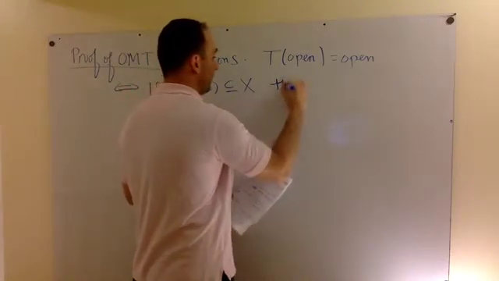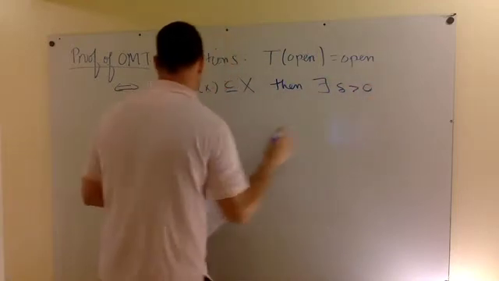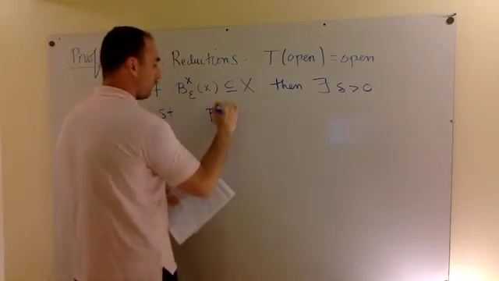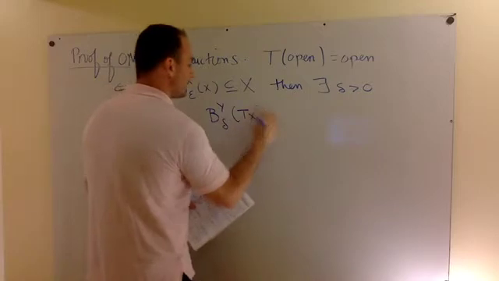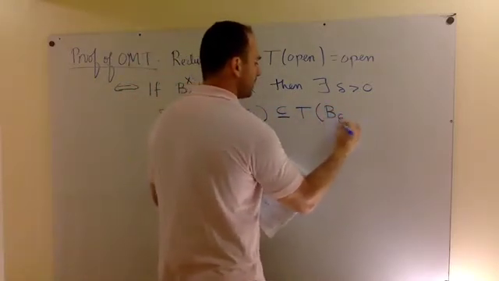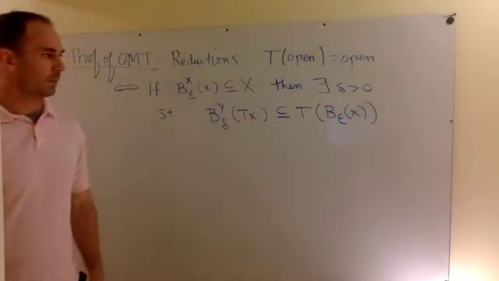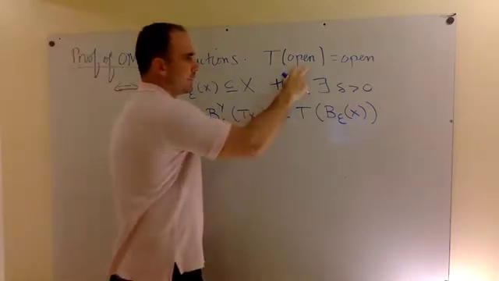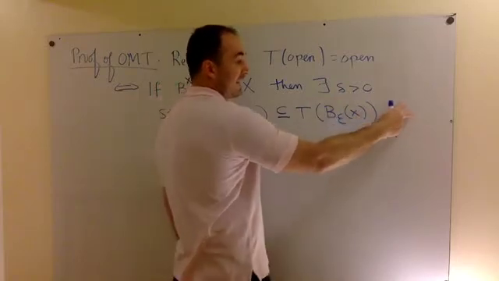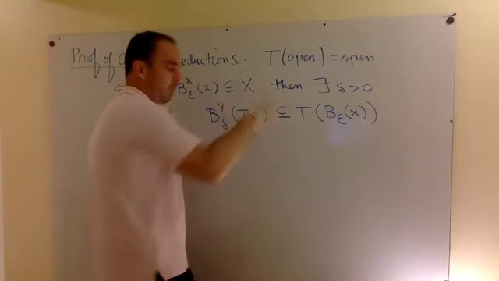Then there exists a delta greater than 0 such that there's some ball in Y centered at T of x contained in T of the image B of x. Go through the notes. I do this pretty carefully on why this works, but basically, given the open set here, I can find a ball inside of it, and this is contained in T of the open set. Hence, if I want to show that this guy's open, I want to find a ball around that.